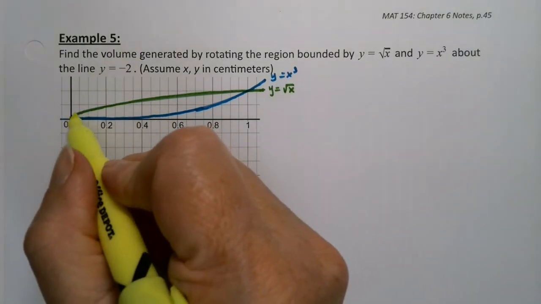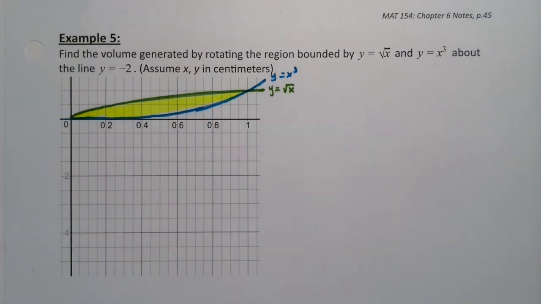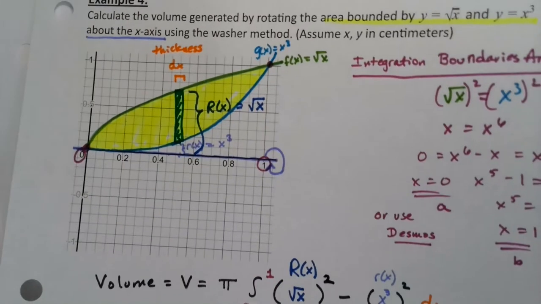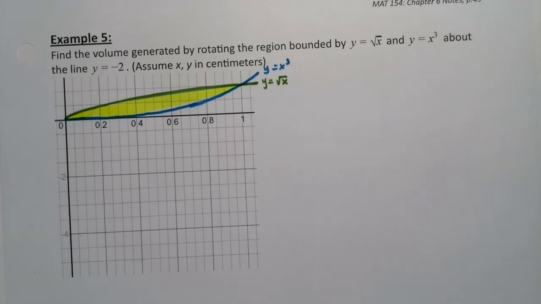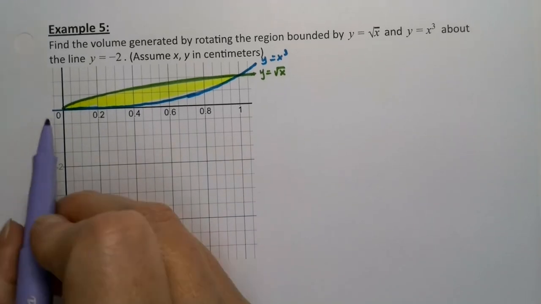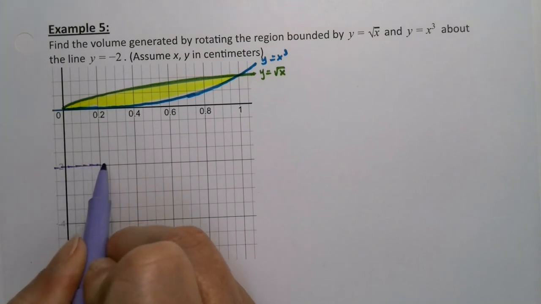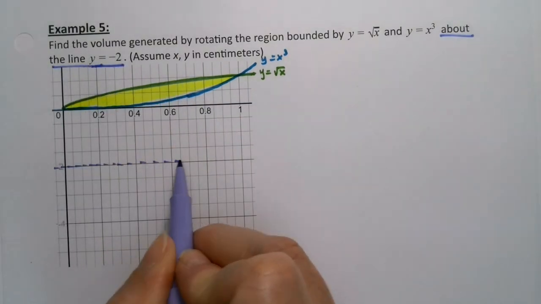It's literally the same region as before. So we're taking this region right here, and you're thinking, well, it doesn't look the same. But it is the same. It's just that the scale is different. And the scale is different because here I was only going from -1 to 1 for my y values. But down here, I'm going to go all the way down to about -5, because y equals -2 is my axis of rotation.